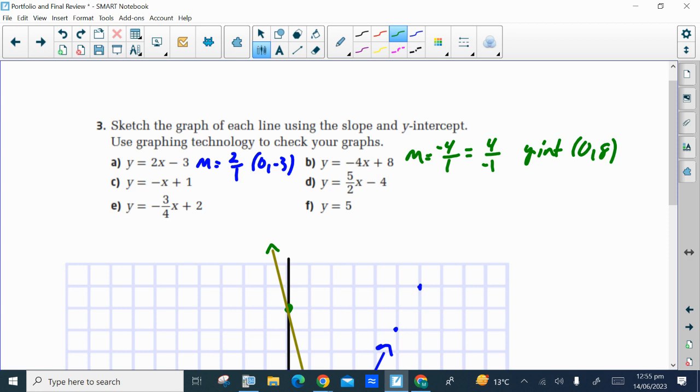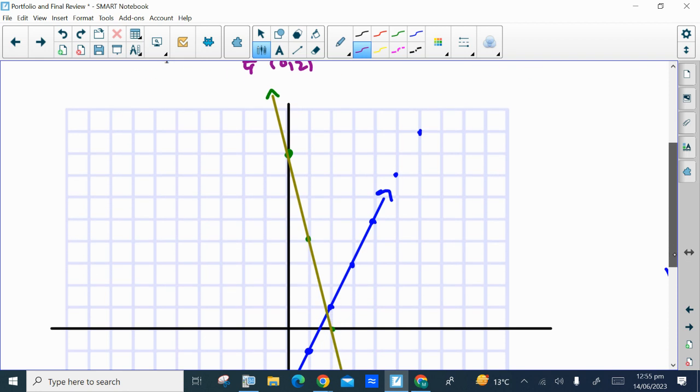Let's skip to question E. That is in slope-intercept form because y is, excuse me, by itself. And the slope's a number in front of x, which is -3/4. Our y-intercept is 2, which is the point 0, 2. And that's where we start.